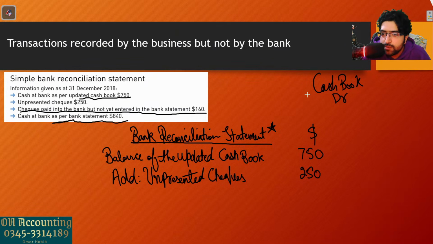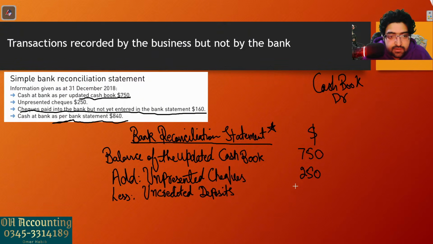So what will you do to come to a similar or same figure? You will simply do less uncredited deposits. You will also exclude this amount from the cash book balance, which is 160, and then less. In accounting we use brackets to show subtraction.